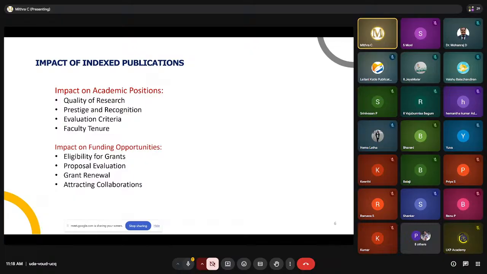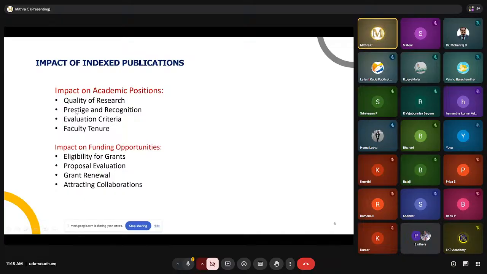So where is it affecting the funding opportunities? Always remember, it is easy to get funding rather than maintaining that funding, that is, renewal. Let me tell you the eligibility for applying for a grant. Funding agencies nowadays prioritize researchers with a strong academic record of indexed publications when awarding grants. They are checking whether you have high quality, high indexed reputation papers available or not.